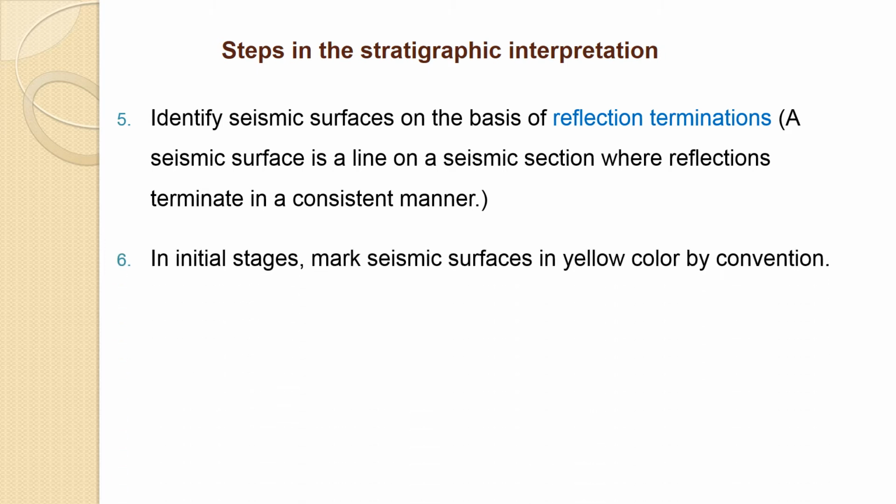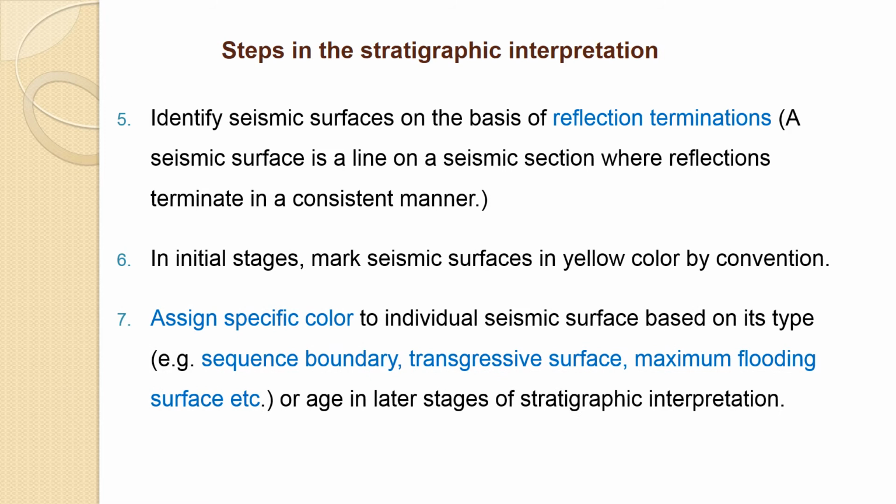And mark the seismic surface in yellow color by convention. By convention means that this is usually what they use in oil companies. So we have to mark the seismic surfaces in yellow color.